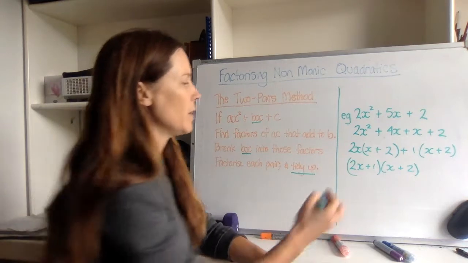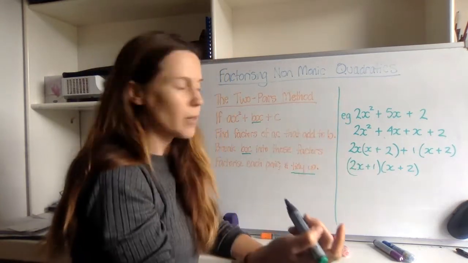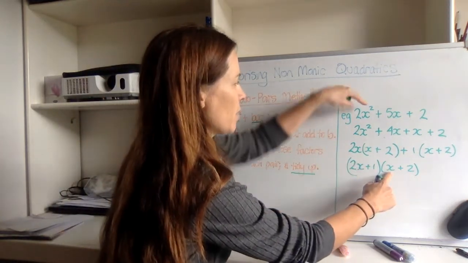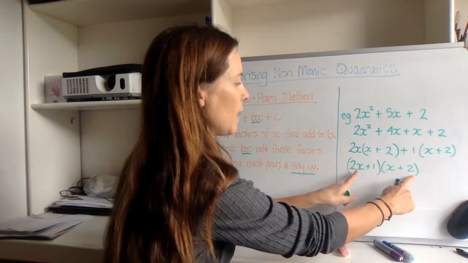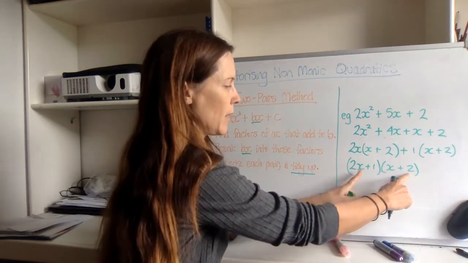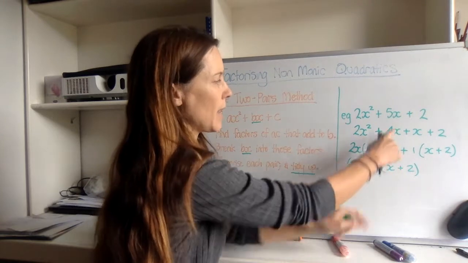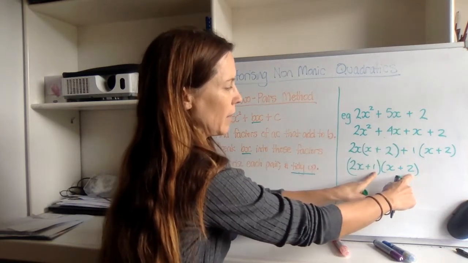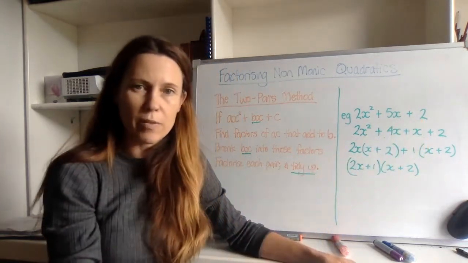Now the last thing we do is always check it. Use the FOIL method to double check that you get back to what you started with. 2x times x gives us our 2x squared. Our outsides is 4x. Our insides is x. So they add up to give us the 5x. And the lasts is 2. So we've got it right.